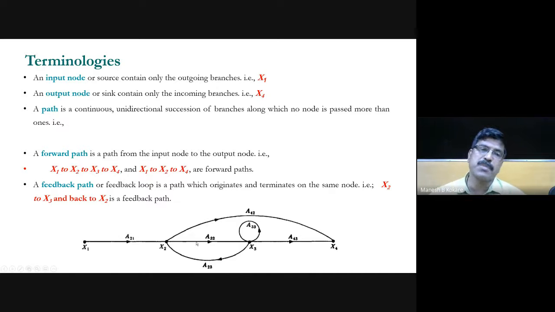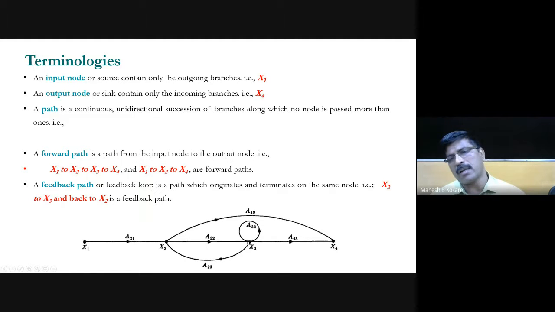Whereas a feedback path, which is also called a loop, means it will start from the same node and terminate at the same node. So a feedback path or a feedback loop is a path which originates and terminates on the same node. For example, here this signal is starting from x2, going to x3, again coming back and terminating at x2. So this is one feedback loop or feedback path. Or is this also a feedback path? Yes, because it is starting from x3 and terminating at x3.